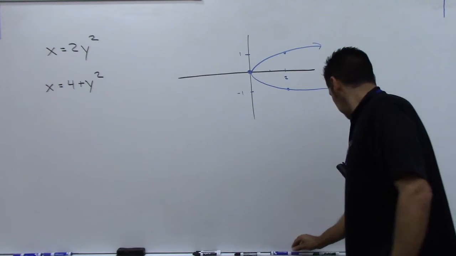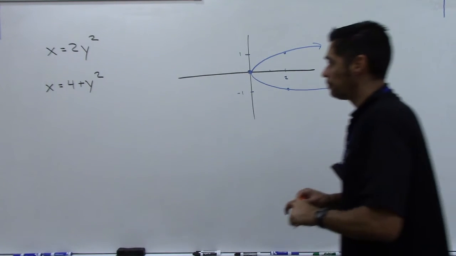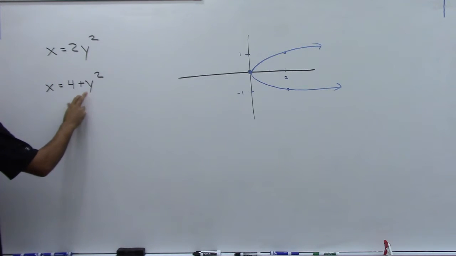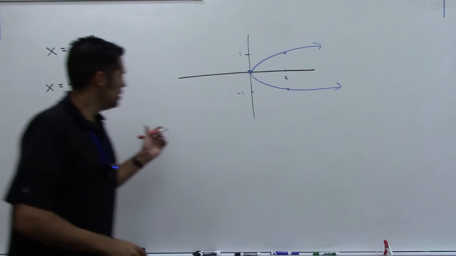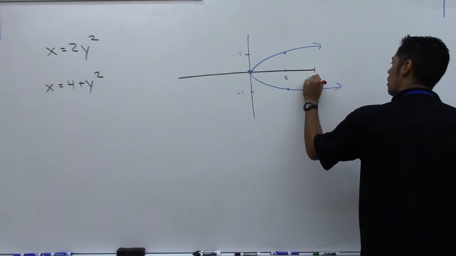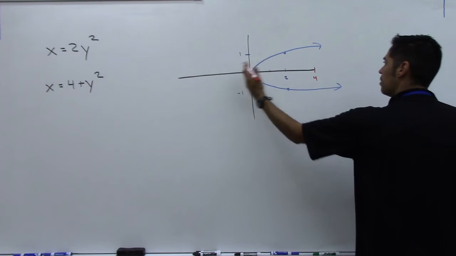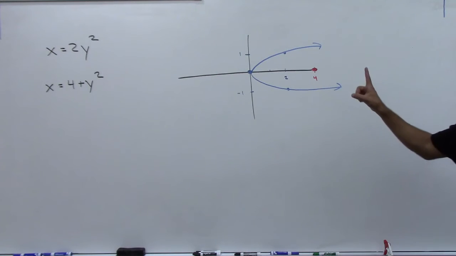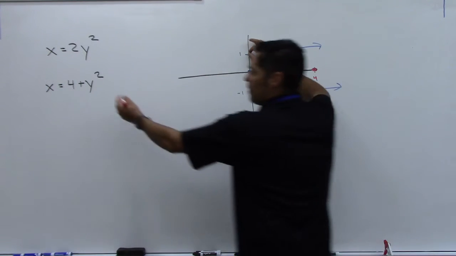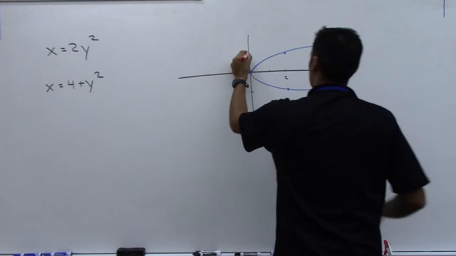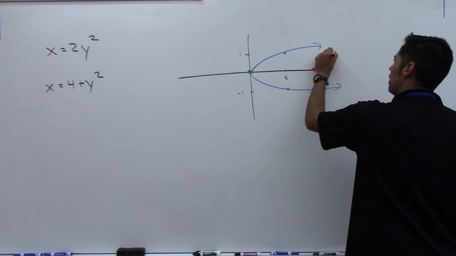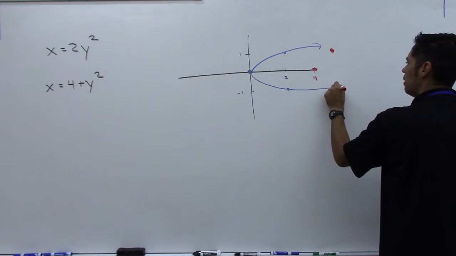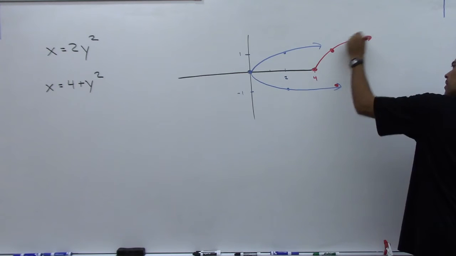And then for the next one, it's also a parabola. So let's see what happens. If y is 0, x is 4. So if y is 0, x is 4, here's 4. Now let's see what happens. If y is 1, then you square it, you get x is 5, which is 4 out here, 5 like this. And then same thing happens at negative 1. And so what you have here is a parabola opening up like this.